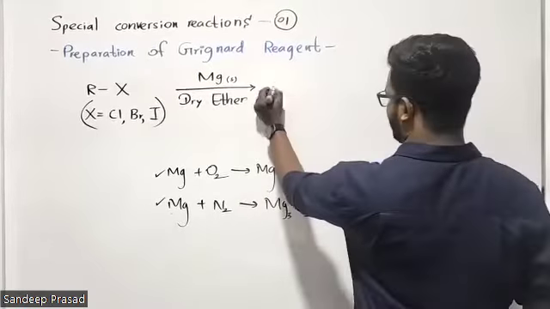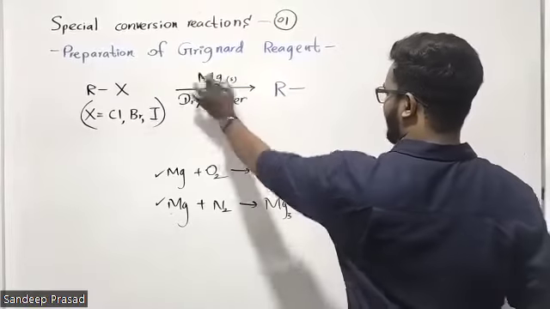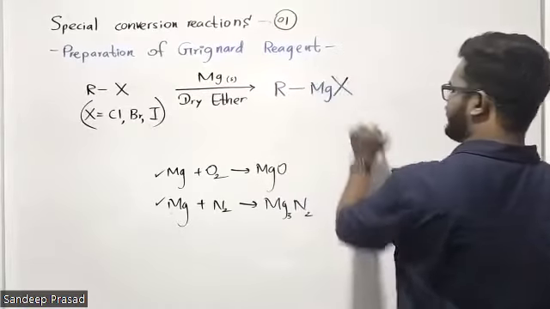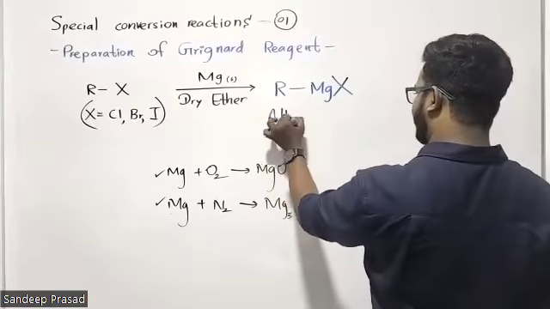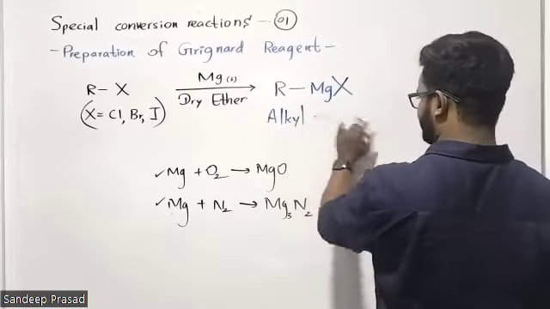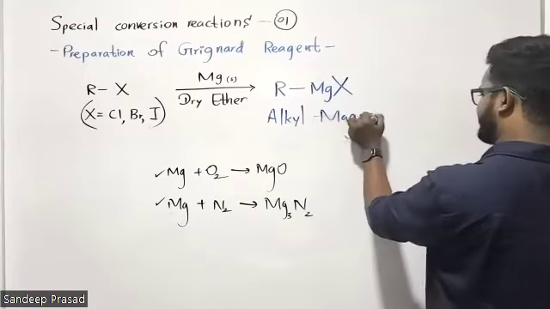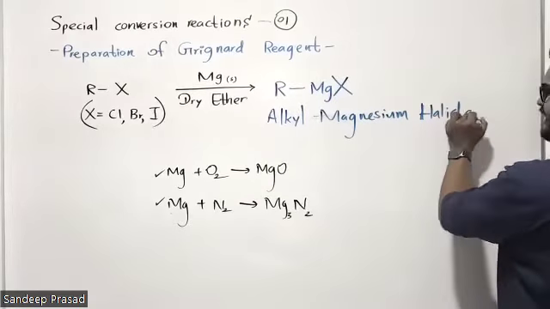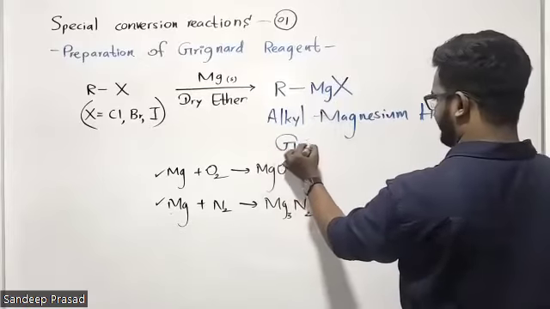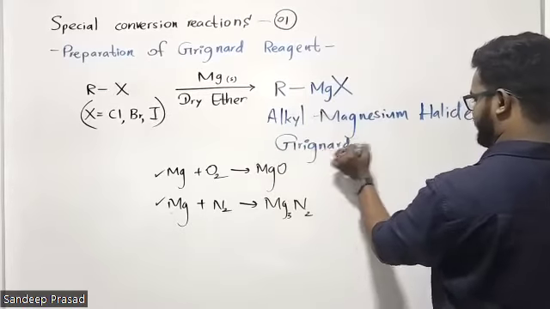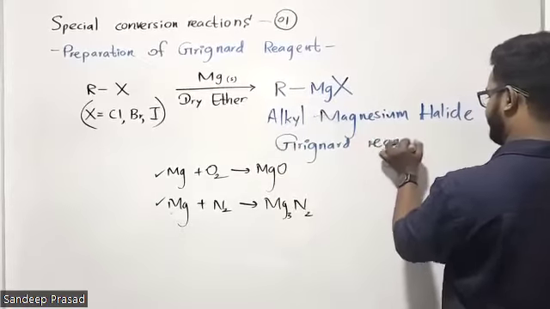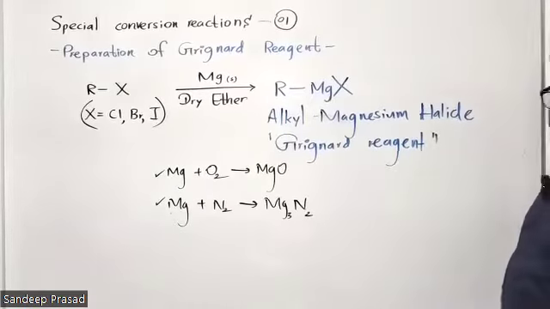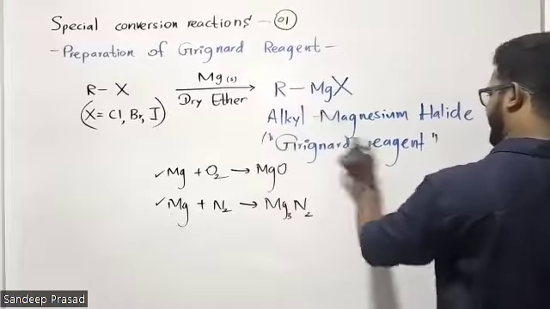It's producing a compound like R. Magnesium is coming in between R and X and producing alkyl magnesium halide. What is this? Alkyl magnesium halide. This alkyl magnesium halide is known as Grignard reagent. Actually, Grignard is the scientist's name. Can you understand? So this is what is meant by Grignard reagent.